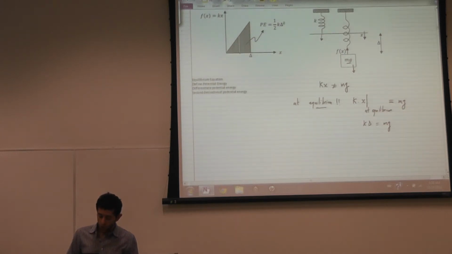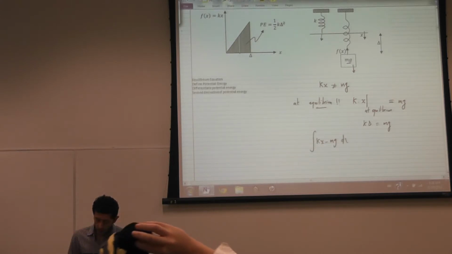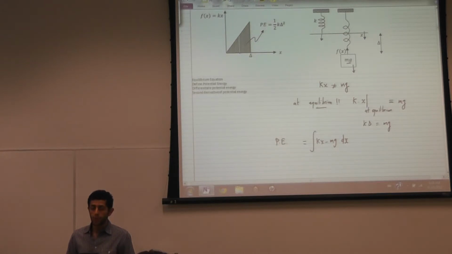Now I'm going to integrate this. I'm going to define kx minus mg, and integrate this with respect to x. And I'm going to call this the potential energy of the system. It's a force multiplied by the distance, so it's an energy. What do you get? kx squared over 2 from 0 to x minus mgx. Now this is just a quantity that is a function of x.